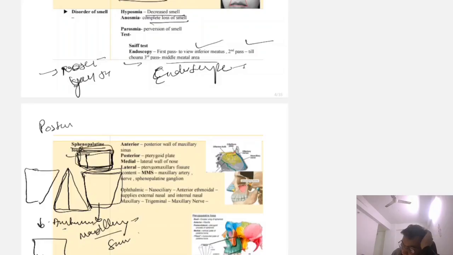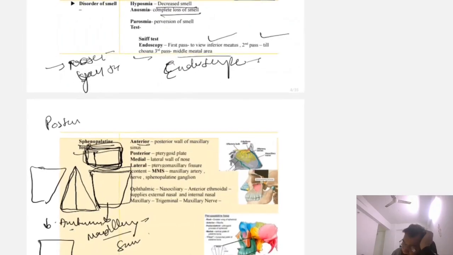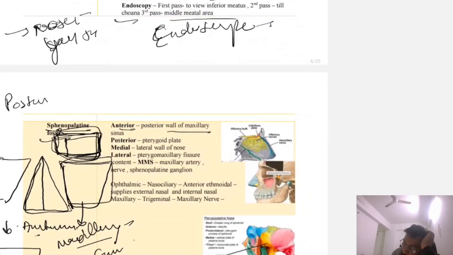Pterygopalatine fossa is somewhere here because the anterior wall is formed by the posterior wall of the maxillary sinus. Okay, the medial wall is formed by the lateral wall of the nose, and the lateral wall is formed by the pterygomaxillary fissure. Okay, and the posterior wall is formed by the pterygoid plate. So this is the pterygopalatine fossa.